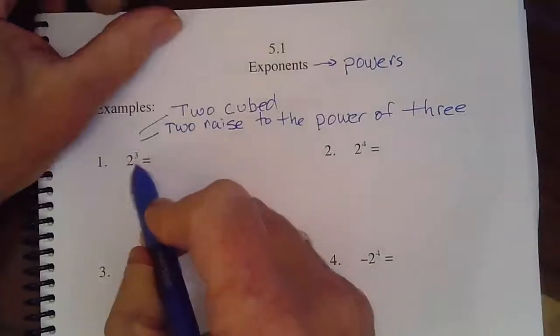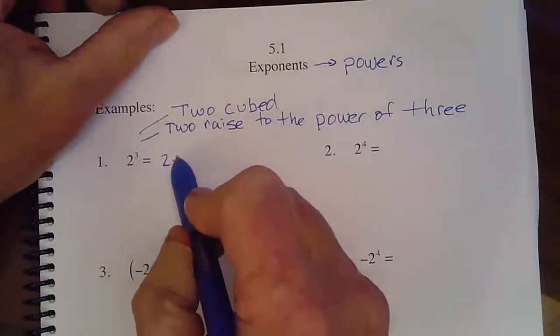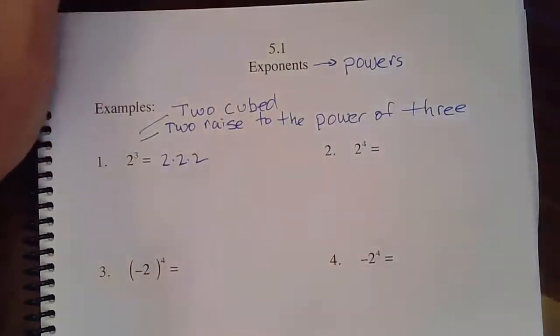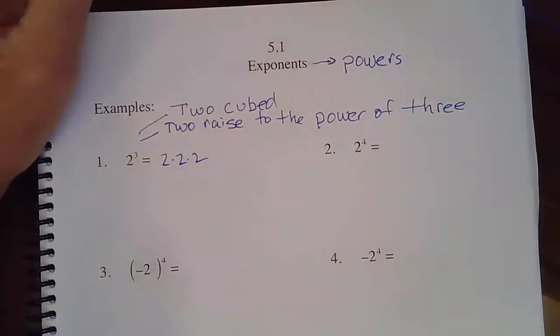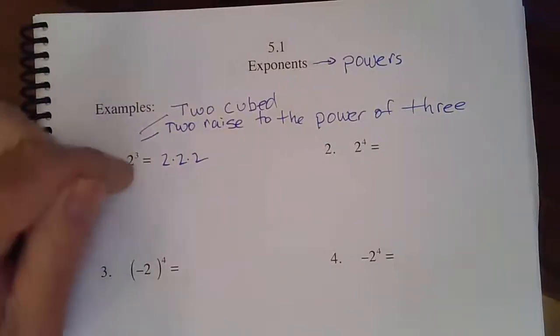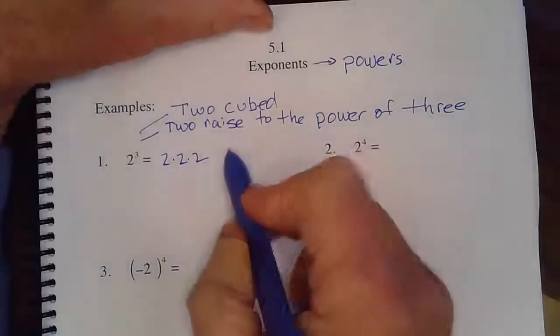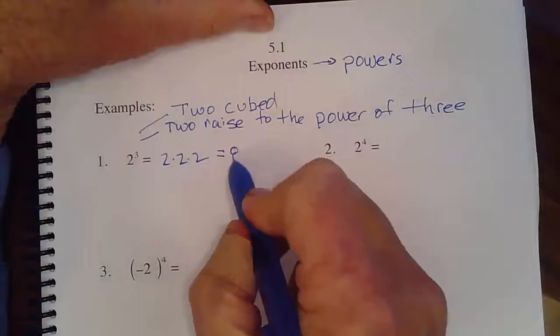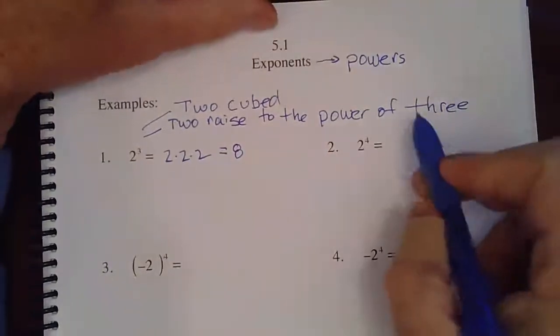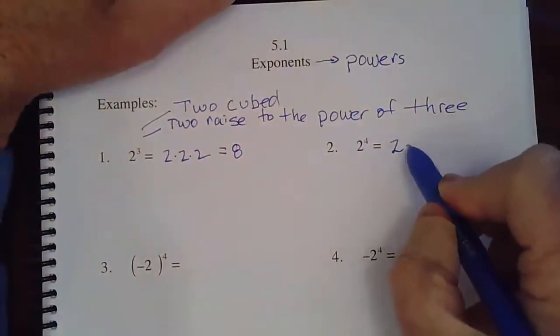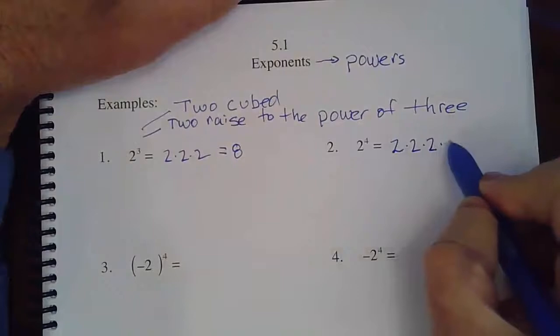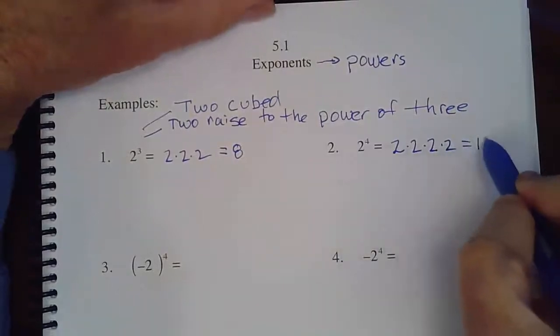What it means is 2 times 2 times 2. It does not mean 2 plus 2 plus 2. It's not 6, but that's an easy mistake to make. The answer to this is 8, not 6. Likewise for this, you have 4 of these 2's multiplied, so that's 16.